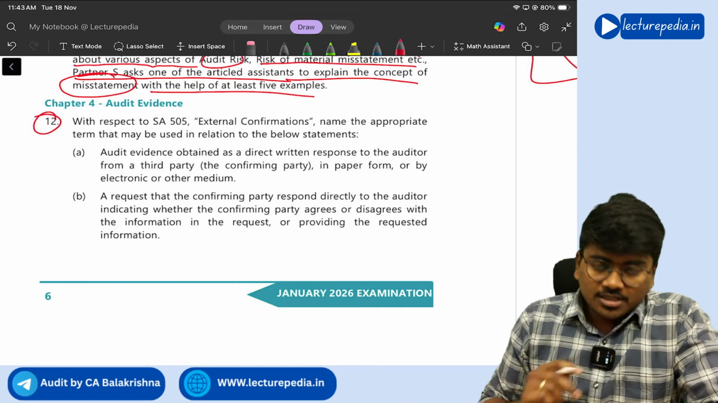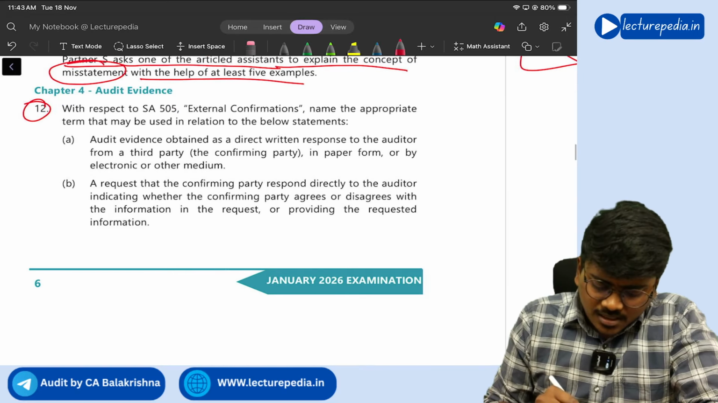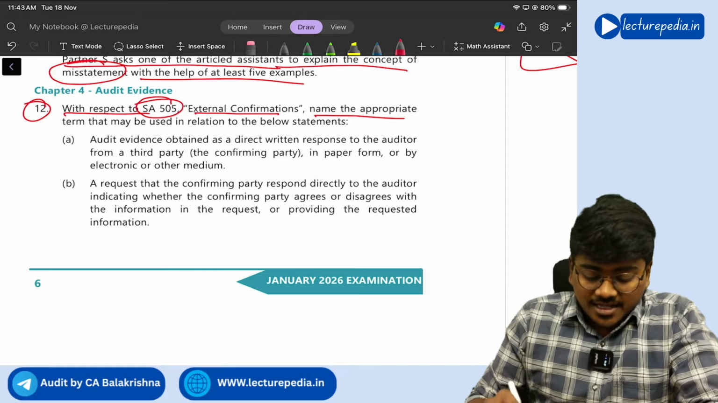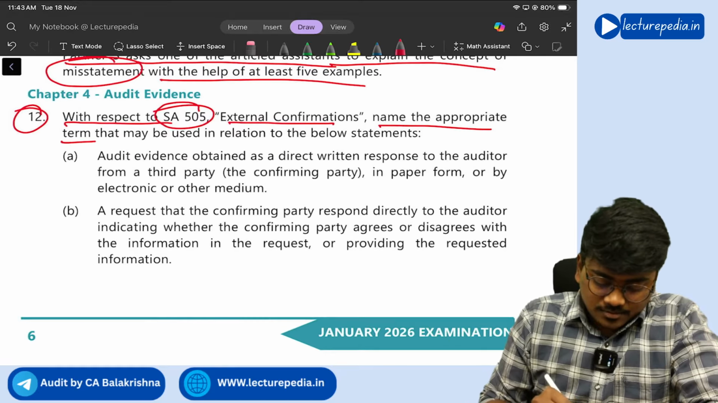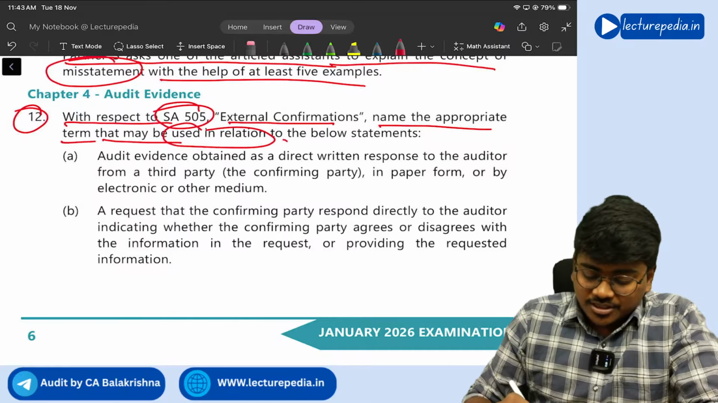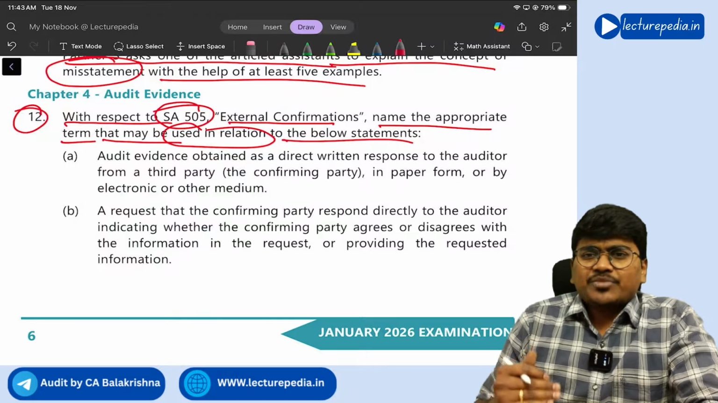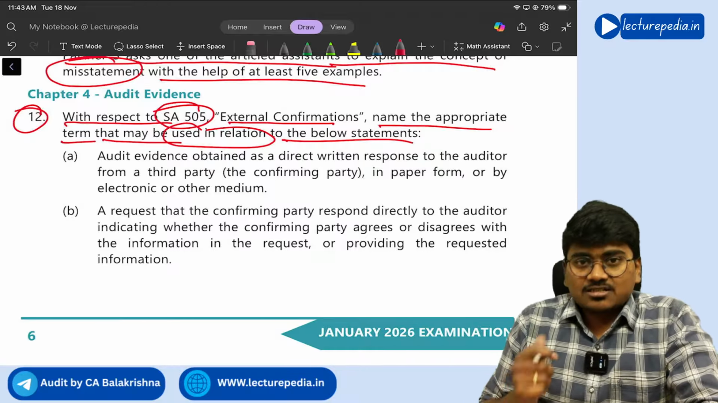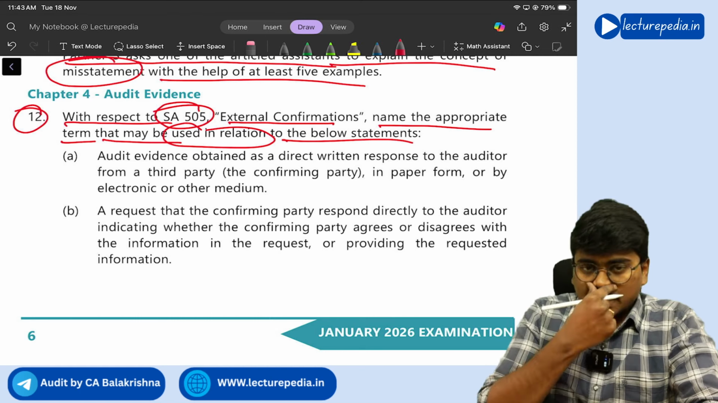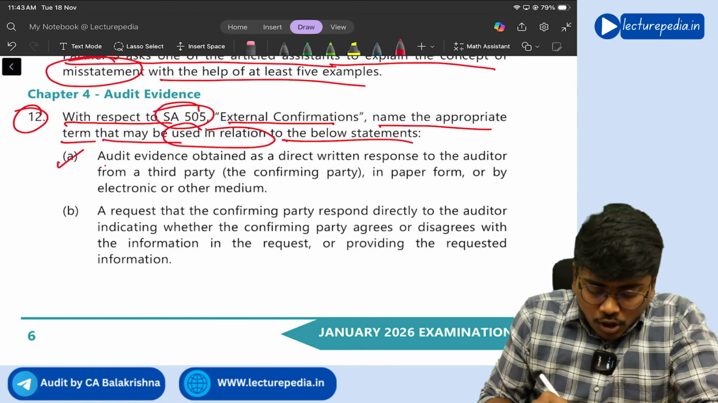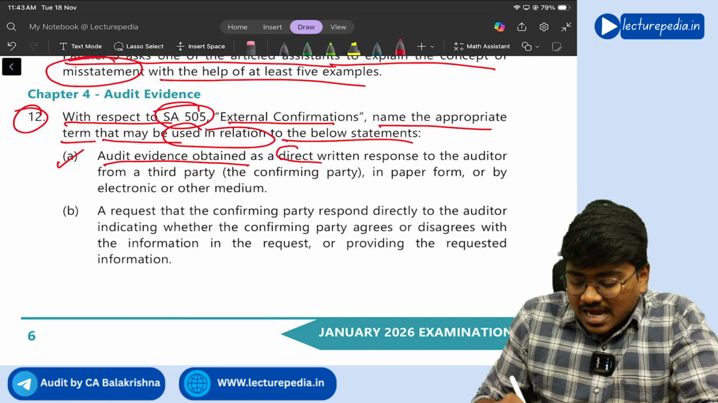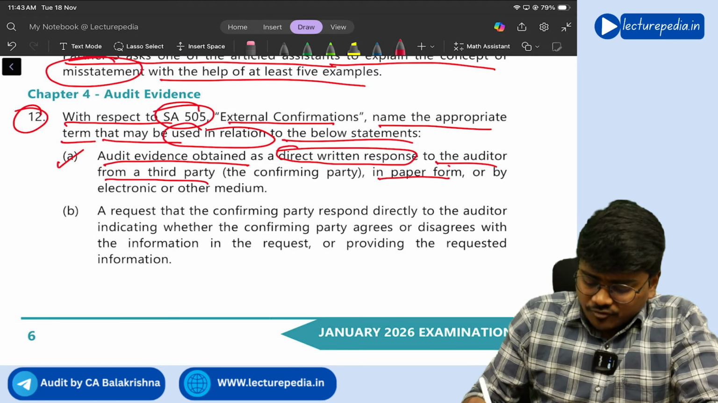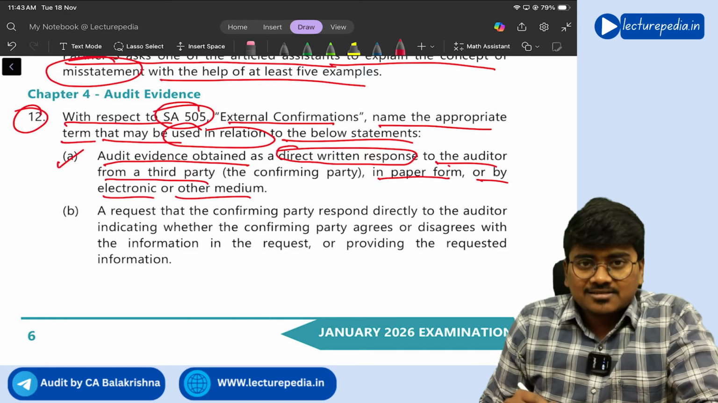Next, question number 12. With respect to SA 505, external confirmations, name the appropriate term that may be used in relation to the below statements. So they have given certain definitions. You need to identify which term that definition belongs to. Let us start. First one, audit evidence obtained as a direct written response to the auditor from a third party in paper form or by electronic or other medium.